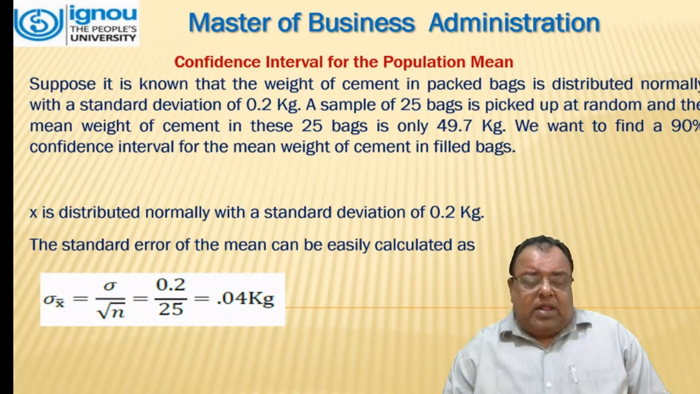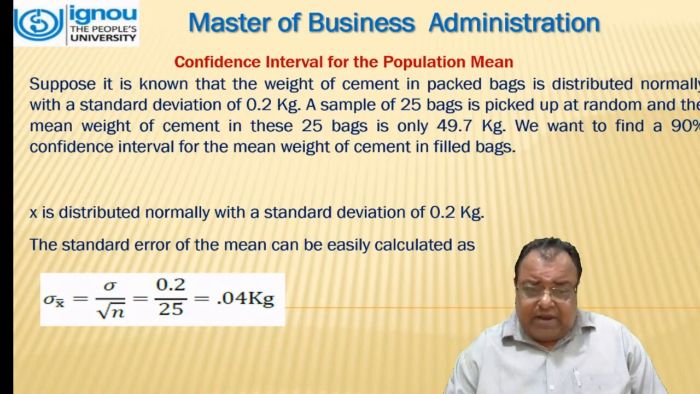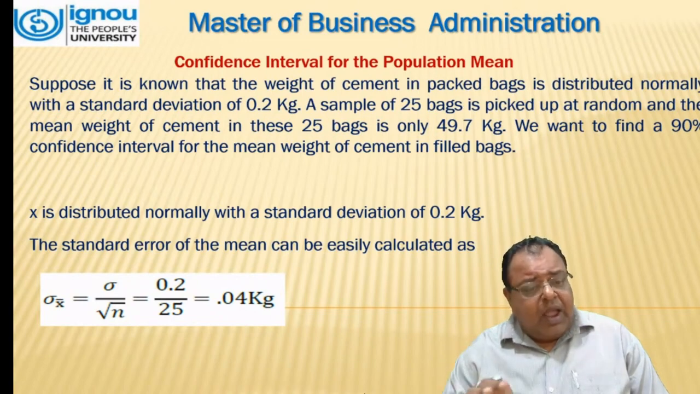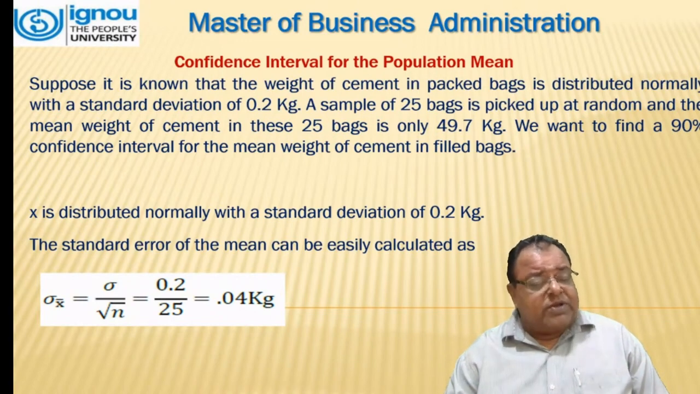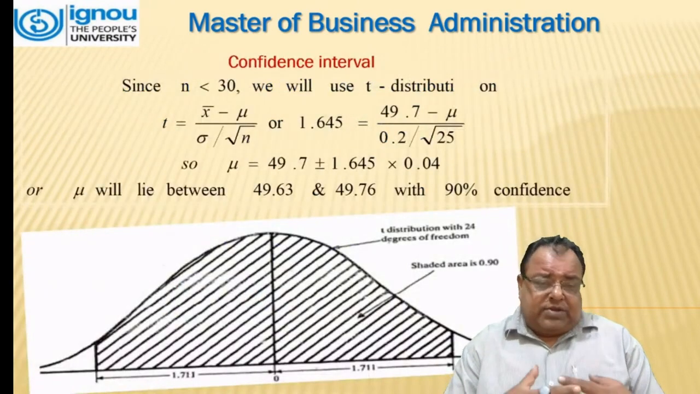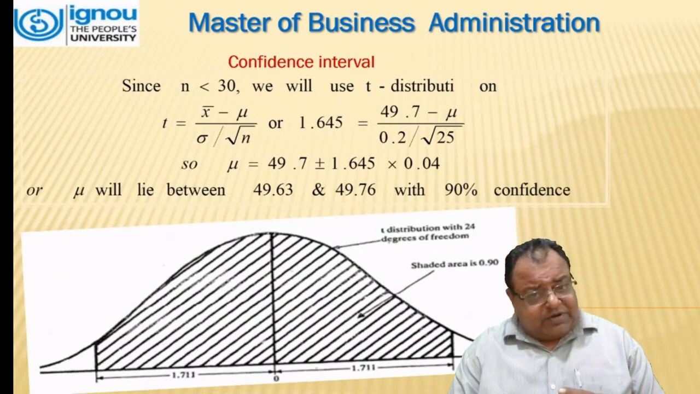Now, what is the standard error of the mean? We have the formula: sigma x bar is equal to sigma upon root n. We have the value of the standard deviation, that is 0.2, and the value of n, so root n is root 25. When we divide, it comes out to be 0.04 kg. Now, since n is less than 30, we will use the t-distribution.